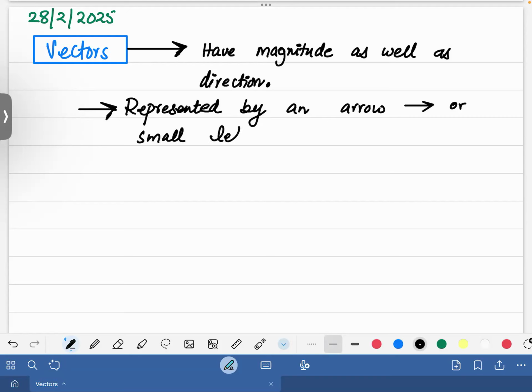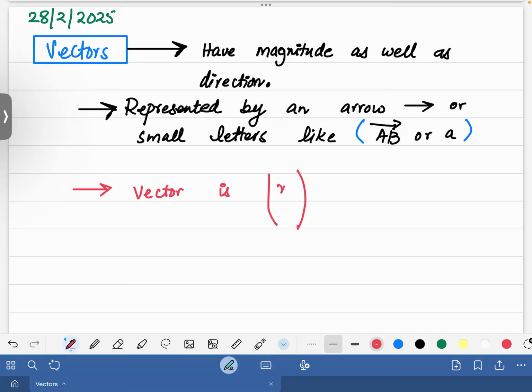by small letters. For example, they'll say that AB is a vector with an arrow, or small a. They can use this kind of wording in the paper. Now, what is a vector? How does a vector look? A vector is a bracket with x and y.